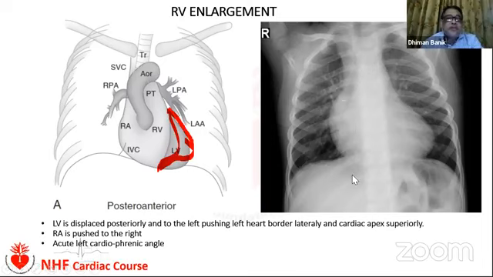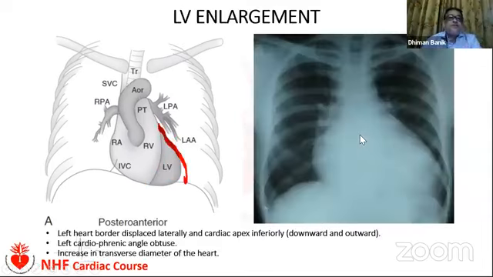The RA is also pushed laterally due to right atrial enlargement. In case of left atrial enlargement, the left heart is displaced more laterally, and the cardiac apex is shifted downwards and outwards, giving rise to an obtuse cardiophrenic angle, and the heart is enlarged in transverse diameter. These are the features of left atrial enlargement.